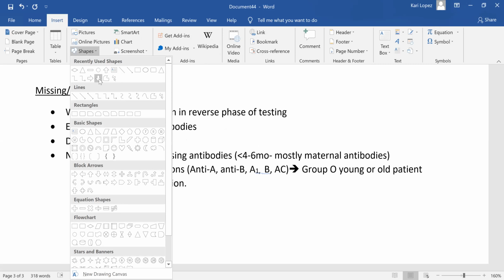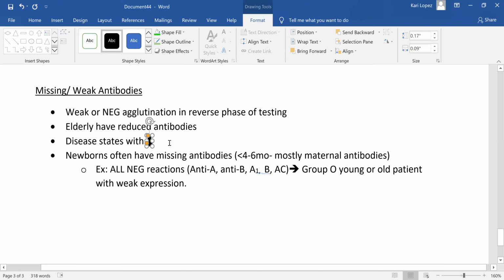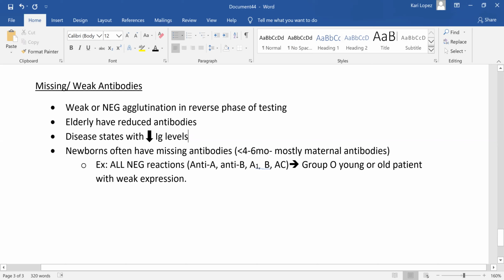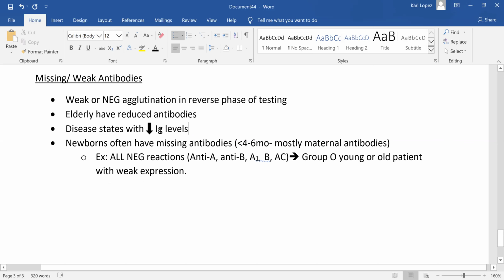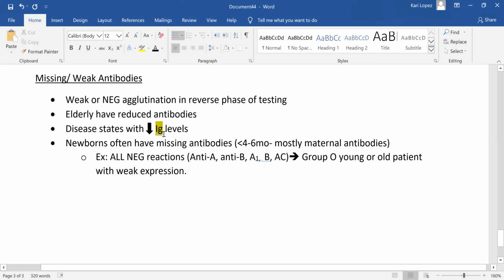So the group O, young and old patients with weak expressions, that's with the forward. I will show you on the picture here in just a minute, and I think it'll make a little more sense than just speaking. But let me put in this one real quick. So disease states with decreased IG levels. And what's IG? Your IG here, what does that mean? Hemoglobin? Yep, immunoglobulins.